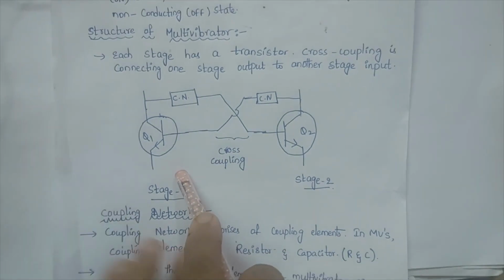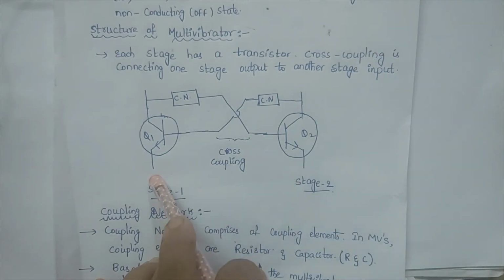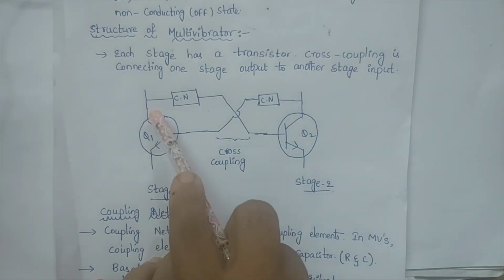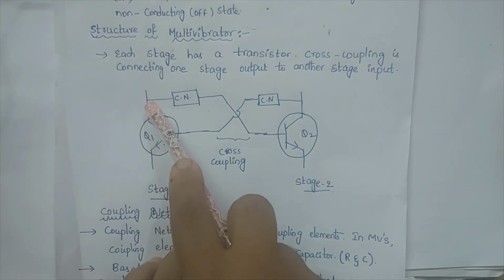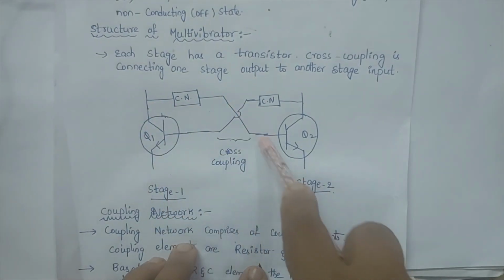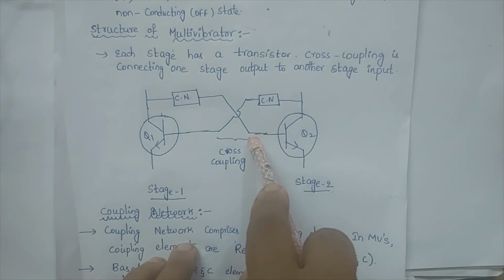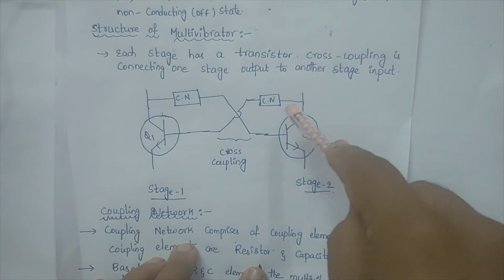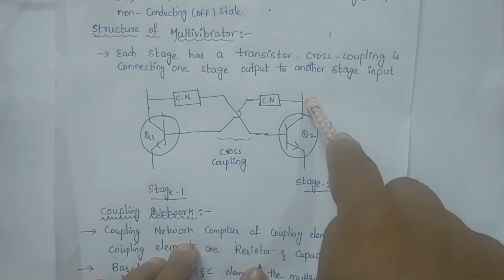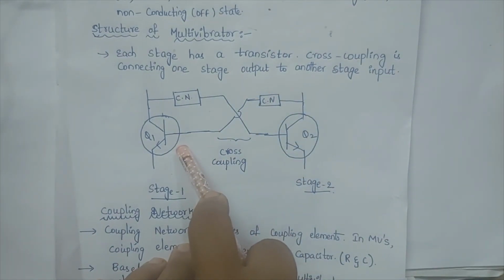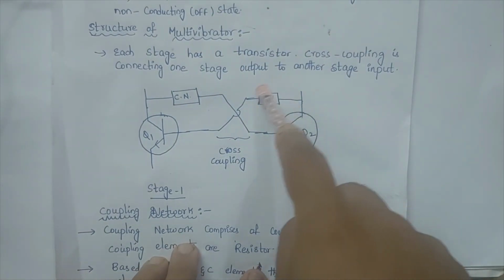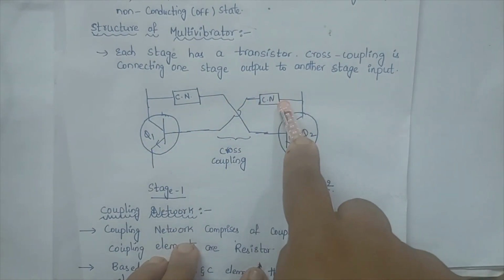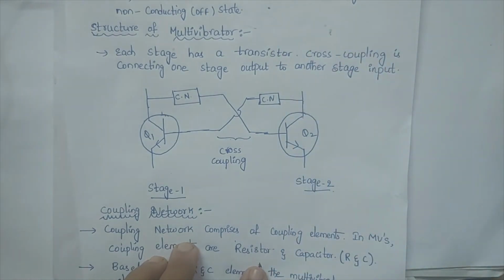There will be two stages. Each stage has a transistor like this, and the output of this transistor at the collector is connected to the input of the next stage, the base, via a coupling network here. Likewise, the output of Q2, collector 2, is connected to the base of Q1 via another coupling network. So these coupling networks play a prominent role in deciding the multivibrator states and the multivibrator types.